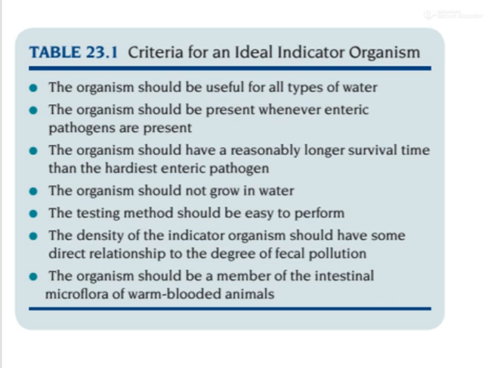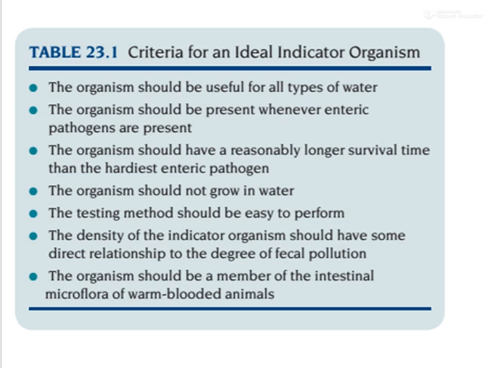Now there are some conditions which we choose for the indicator organisms. These are organisms which should be useful for all types of waters and they should be present whenever the enteric pathogen is present, and the organism should have a reasonably longer survival time than the hardiest enteric pathogen, and the organism should not grow in water, and the testing method which we use to find out this indicator organism should be easy to perform, and the density of the indicator organism should have a direct relationship to the degree of fecal pollution. And the organism should be a member of the intestinal microflora of warm-blooded animals.